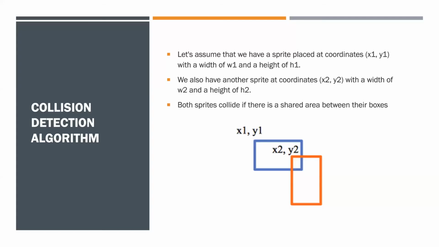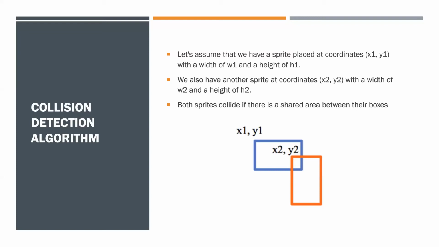To implement this collision detection algorithm, we are going to assume that every sprite in our video game, every image that needs to have collision detection, is represented by a rectangle or box around this image, around this sprite. So we can assume that there is one sprite located at coordinates x1 and y1 with a given width and a given height. And we have also another sprite located at different coordinates x2 and y2 with its own width and height as well.